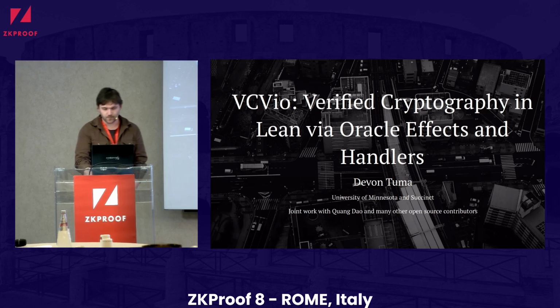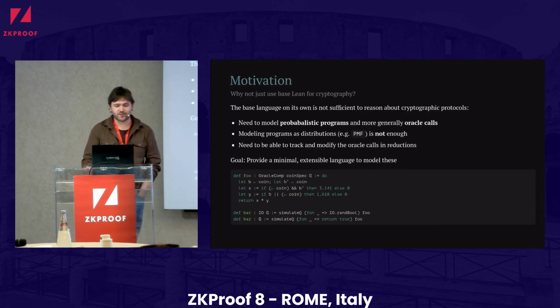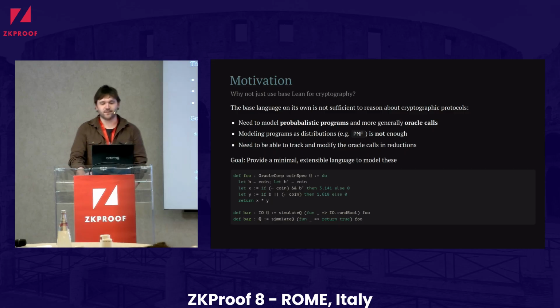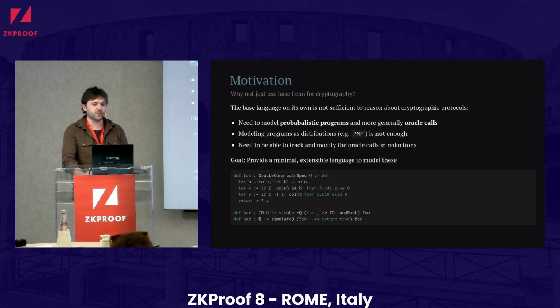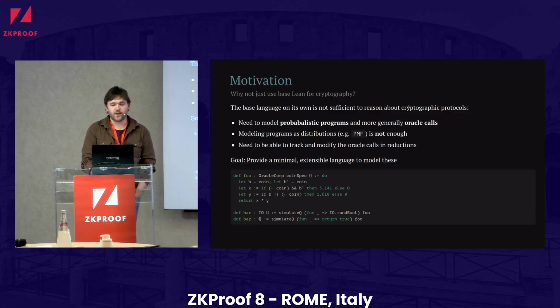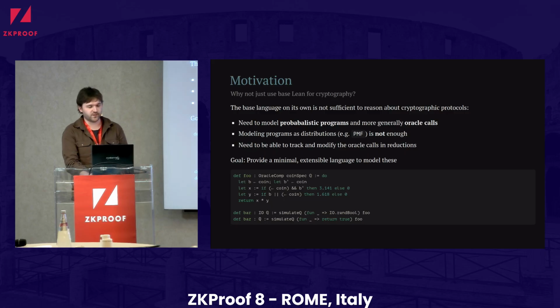So I guess the basic question to start with is, why do we need this at all? Why can't we just write these things in Lean as it already is? Is it not enough? The basic problem we have is that we need probabilistic programs, and more importantly, these oracle calls. And we want to be doing interesting things with these oracle calls, manipulating them, logging things, etc. And if we do something as simple as just use distributions to model these programs in Lean, we can't capture that kind of operation.